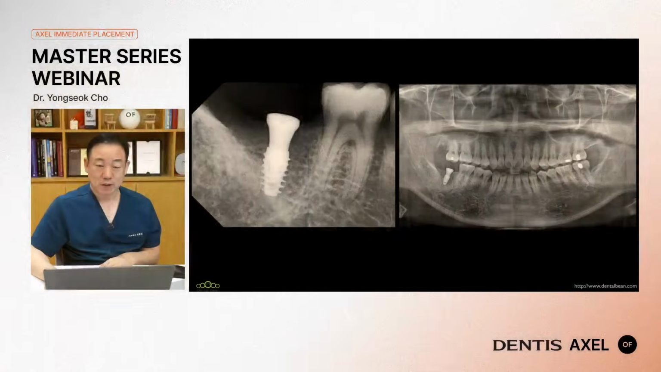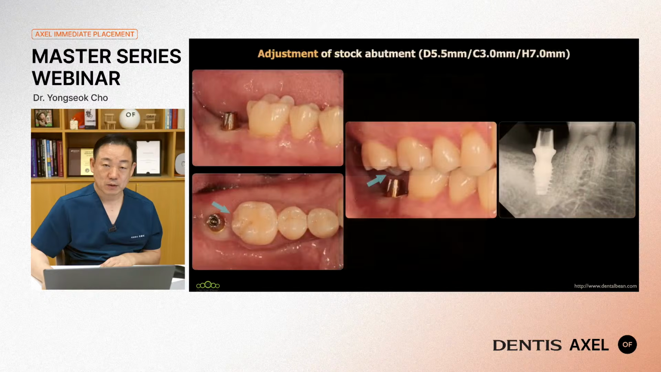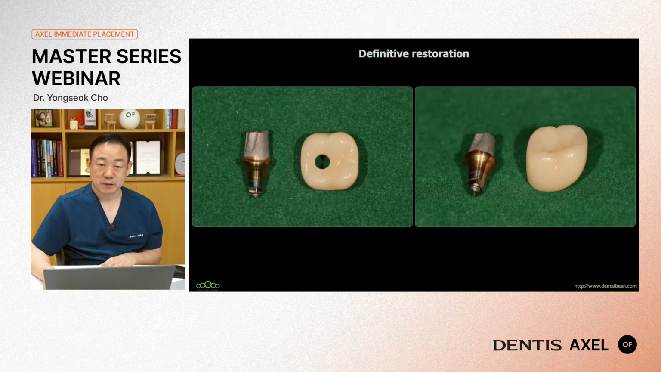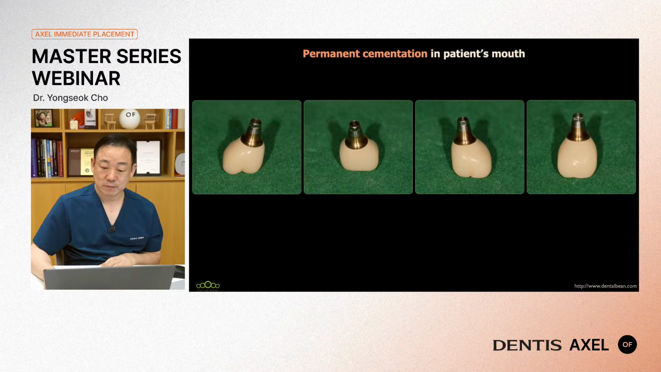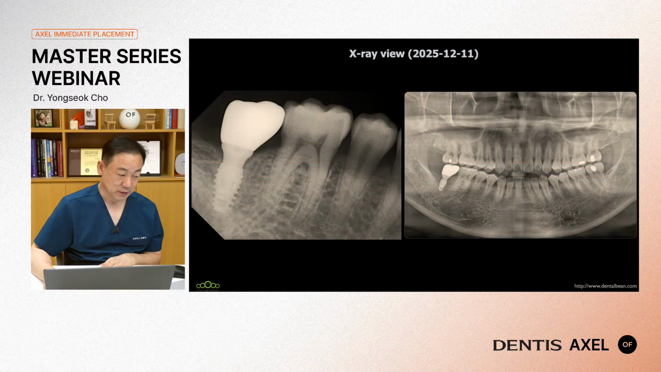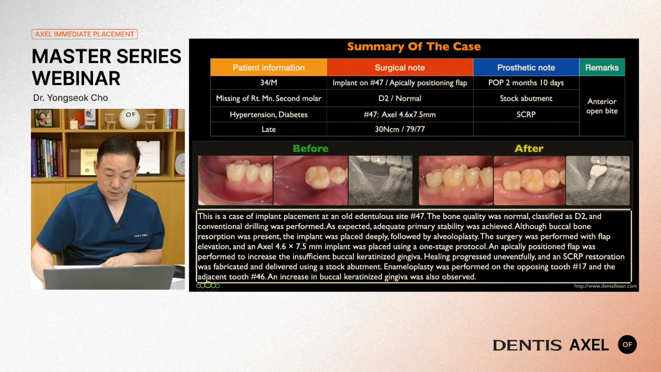Here, POP radiograph images, well-positioned implant, and 2 months after the healing, nice condition. So, using a stock abutment, the final crown is fabricated. Okay. We need enameloplasty on the opposing tooth. This is a definitive restoration. And the crown relieved. Like this.